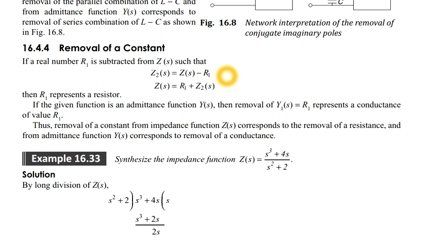But in case of admittance, if admittance is given and there is a constant, that is going to become conductance, not resistance. So this is a simple logic. Just like the capacitor and inductor dual nature, we have resistance as well as conductance dual nature. If you know that, you can easily get it. So this is a simple one, not as complex as removal of a pole at infinity or removal of a pole at 0.